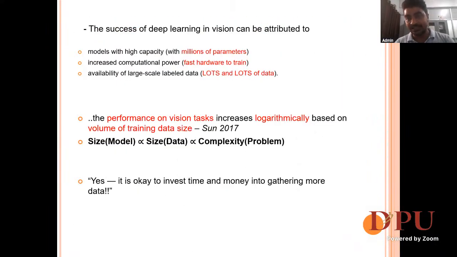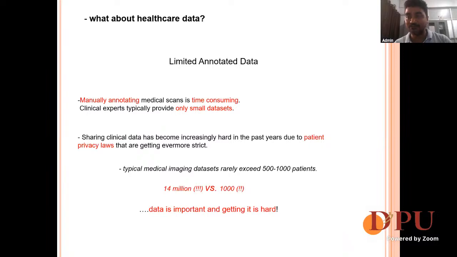So we need a deep learning framework. We need millions of parameters. We need faster training. We need a lot of data. As you will see, different models are coming, the data size is increasing, and gradually the complexity of the problem statement is increasing. Yes, it is always good to invest more and more time and effort in gathering data. Otherwise, it will be a failure case.